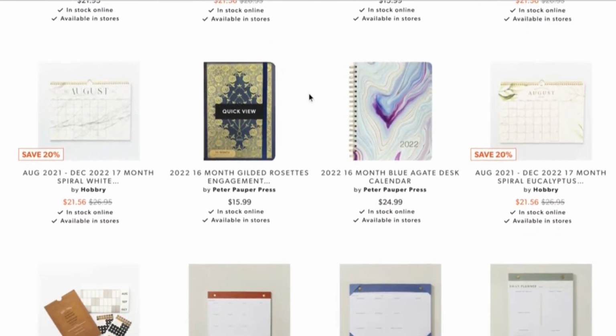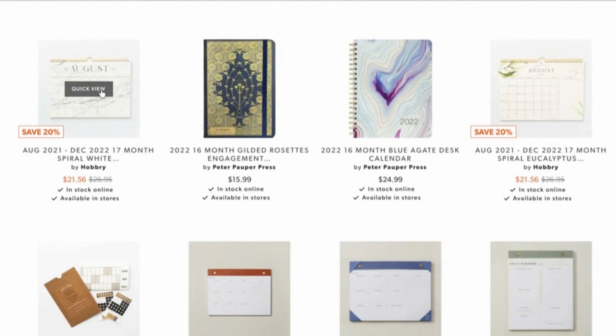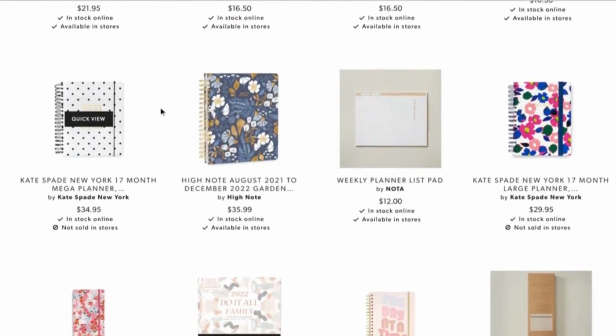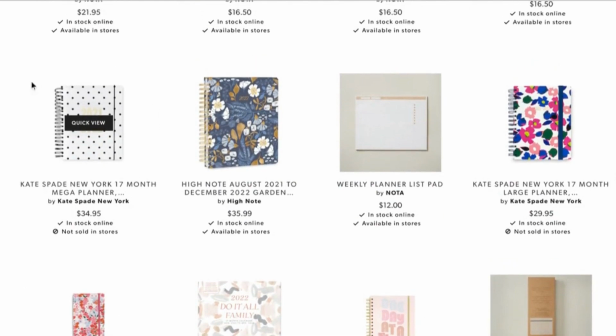Of course, a lot of these ones are spiral and kind of desktop solutions, but even just looking at the covers here, you can get a sense of what's popular. So a lot of these polka dot ones with just the upcoming dates, anything that's floral seems to do really well.